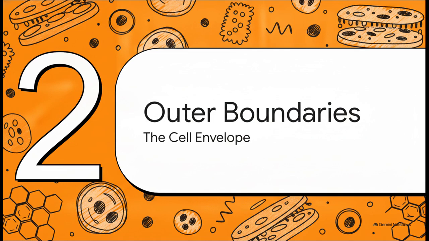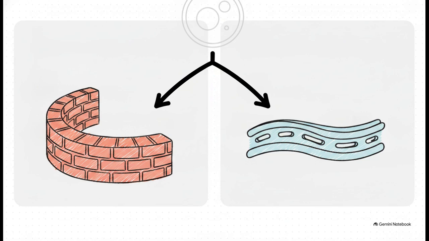Let's move on to Section 2, the outer boundaries, focusing on the cell envelope. Shifting our focus to the very edge of our structural domain, the chart divides the cell envelope into 2 distinct components, the cell wall and the cell membrane. What's absolutely crucial to grasp here from a structural standpoint is that the envelope isn't just one simple boundary. Depending on the specific cell type, this outer layer actually acts as a multi-part security system. You've got the wall for rigid structure and the membrane handling the flexible boundary control.